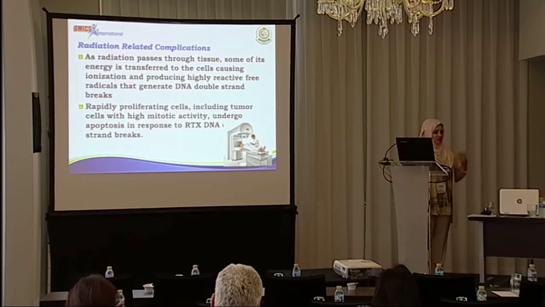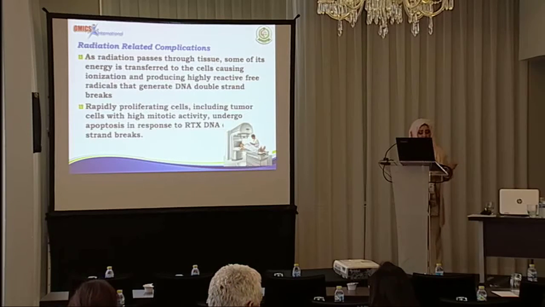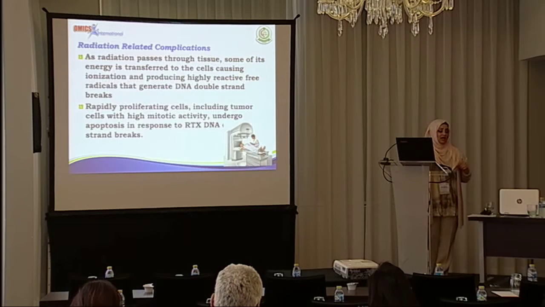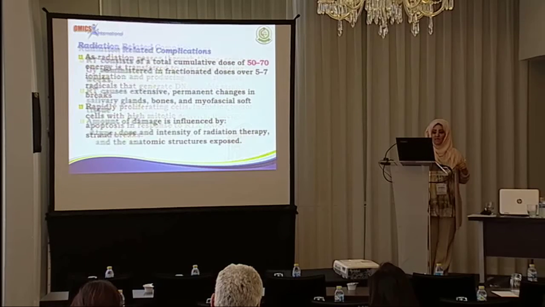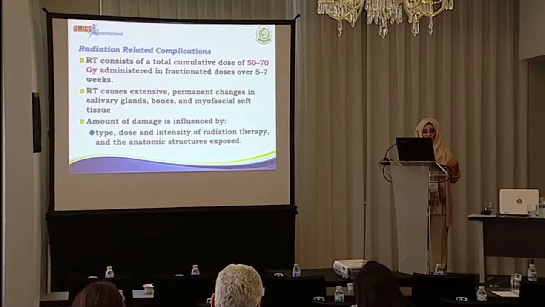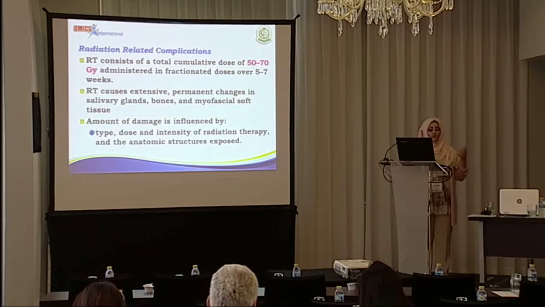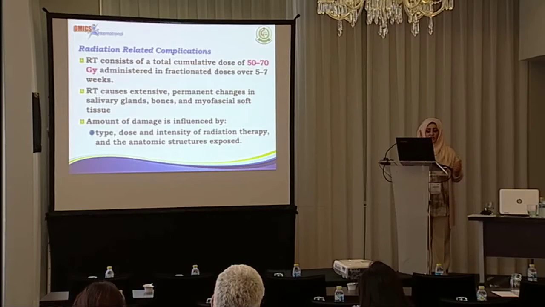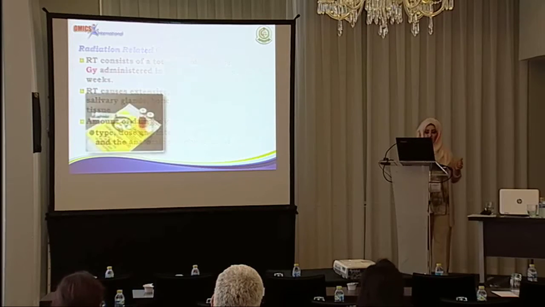Therefore, any tissue with rapidly proliferating cells with a high mitotic activity will be affected adversely by this kind of ionization. Generally speaking, head and neck cancer can be treated with a cumulative dose of 50 to 70 gray, although this is given as a fractionated dose over 5 to 7 weeks, but still the cumulative dose will be enough to cause permanent changes in the salivary gland, in the bone, in the soft tissue, and obviously the amount of damage is influenced by the type of radiation, the dose, the intensity of radiation therapy, and the anatomic structure exposed. How about chemotherapy?